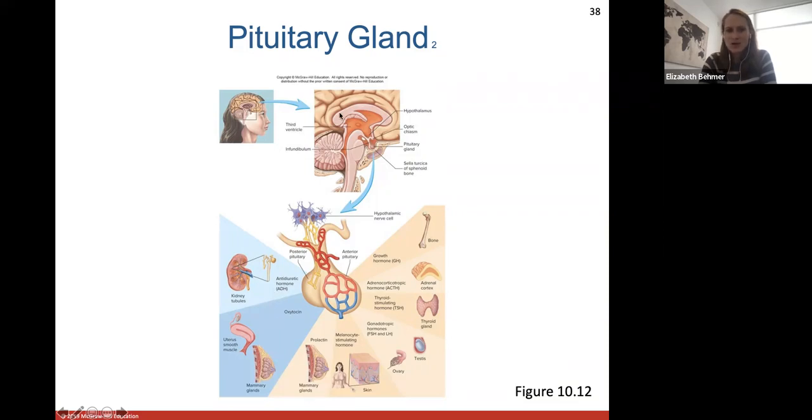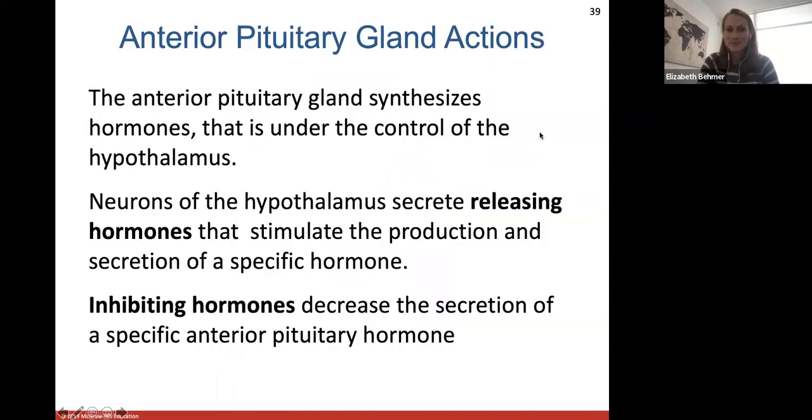We'll go over what each of these hormones does. And you should know in general what all of these hormones do. Again, that would make a great matching question on a future exam as well.